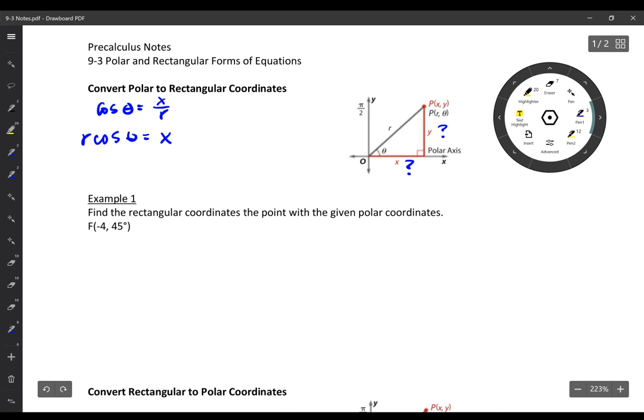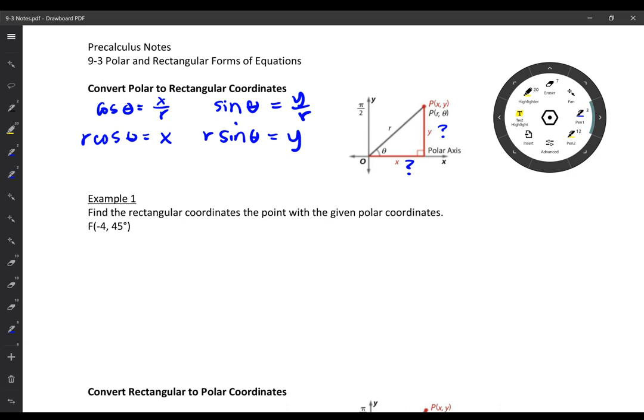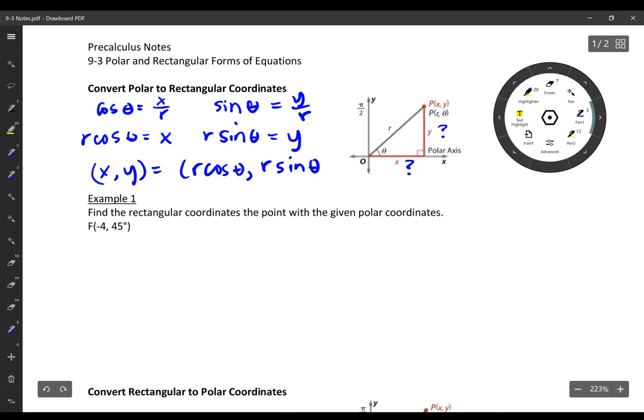And then I could do something similar for y. The sine of theta is my y over my r. If I solve for y, I multiply both sides by r, so y equals r sine theta. So now we have a way to convert. If I want to find my x and my y, I can use r cosine theta and r sine theta. That's what we're going to practice here for example 1.